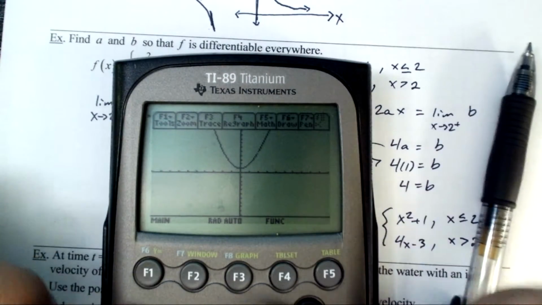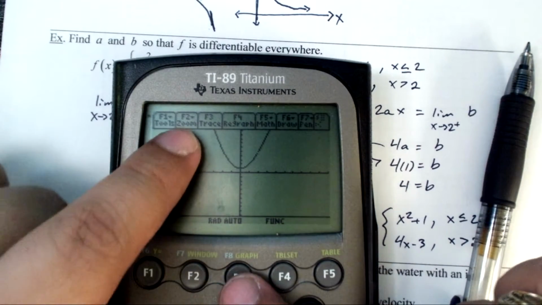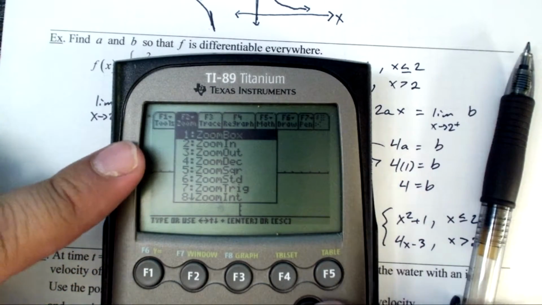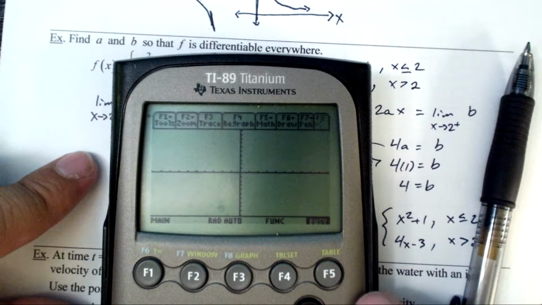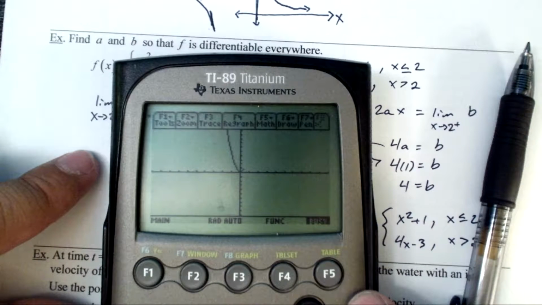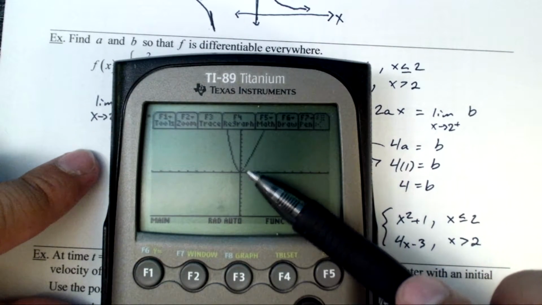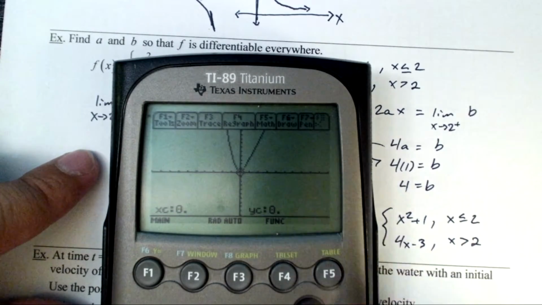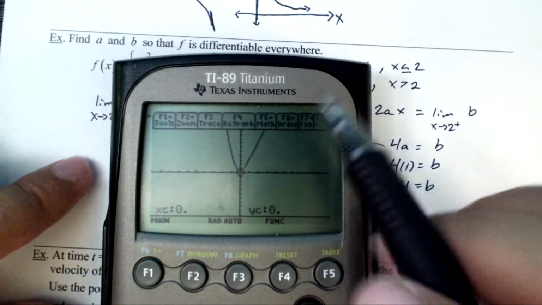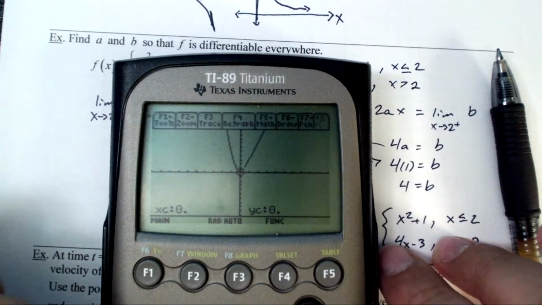Okay, now if you zoom out, let's see, how do we zoom on this guy? It's been a while. Zoom, F2. So let's zoom out from the center, and it's going to graph it, and so you can see that 2 is much shorter there, and then this is going to be your 4x minus 3. And so what you can see here is that your slopes are definitely the same.